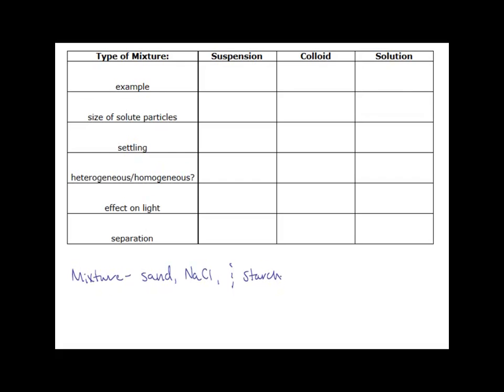So a suspension, an example of a suspension would be charcoal and water. The solute particles are large and visible. It settles upon standing. Is it heterogeneous or homogeneous? Well, since you can see two distinct parts of this mixture, it's heterogeneous.